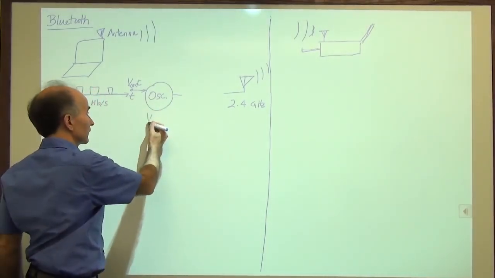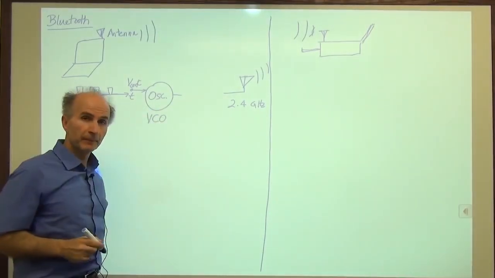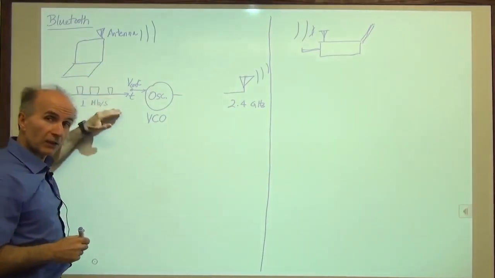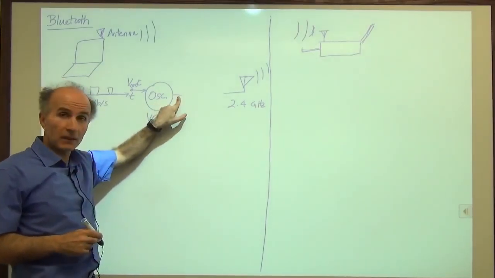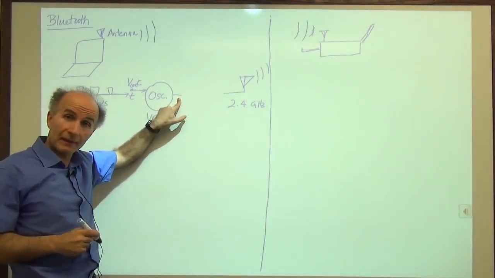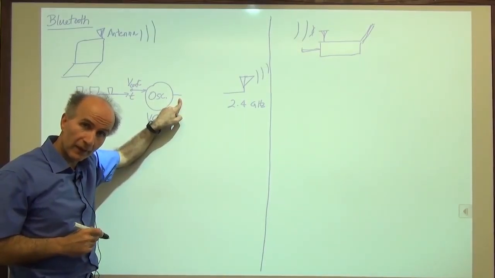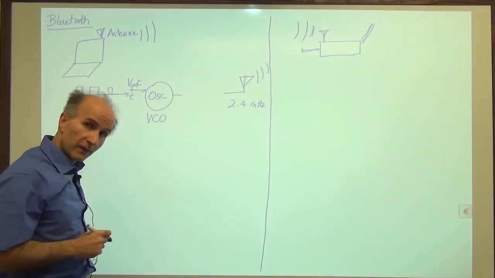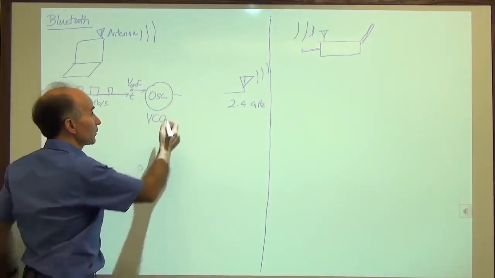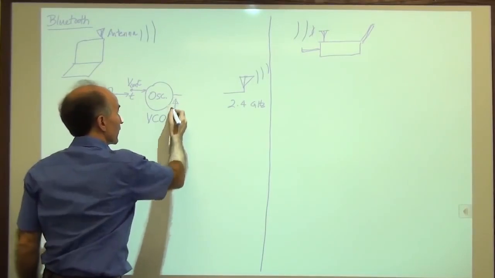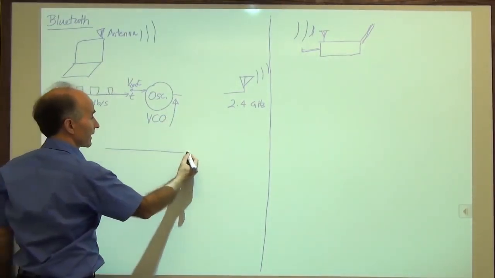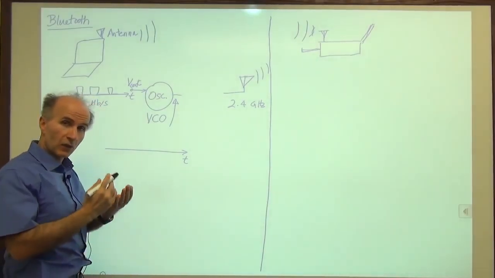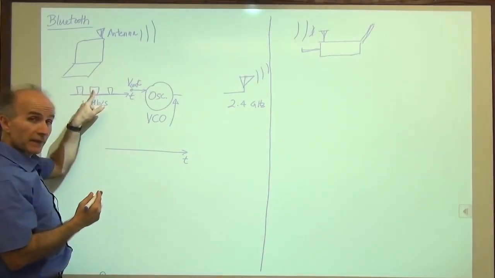So I'll write here voltage controlled oscillator, such that when the data goes up and down between 1 and 0, this frequency goes up and down. So this frequency is still around 2.4 gigahertz, but its value is modulated by these ones and zeros. So if I go ahead and look at this waveform here, what I see is as follows. I have, as a function of time, a frequency of around 2.4 gigahertz, but it keeps jumping up and down according to these ones and zeros.